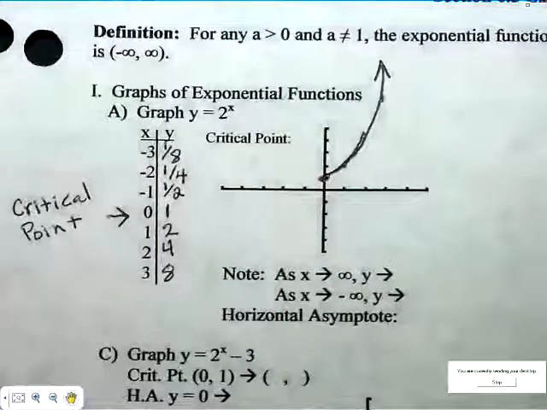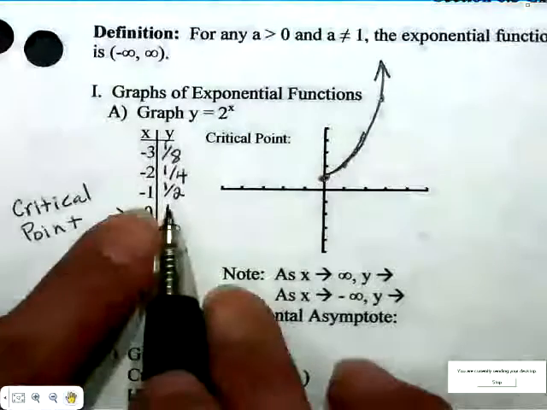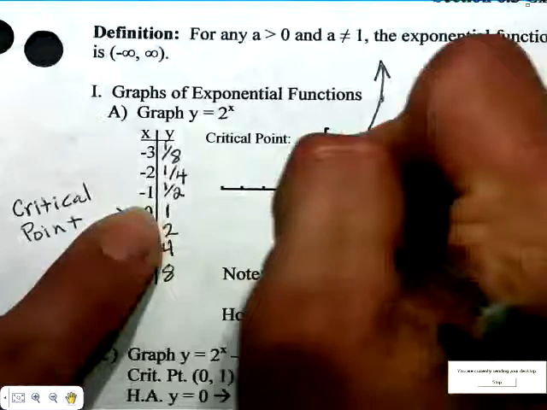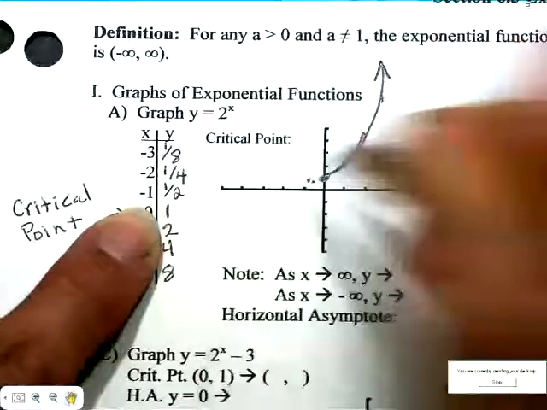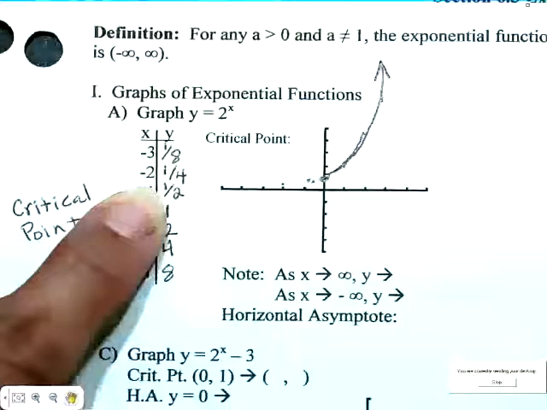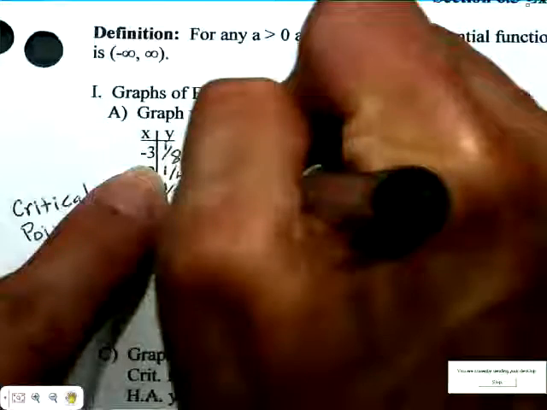What about as x's get small? We have the ordered pair -1, 1/2. When x is -1, y is 1/2. Boy, I don't have much room between my tick marks there. When x is -2, y is 1/4. That's getting so darn close to the x-axis it's hard to graph. When x is -3, y is 1/8.